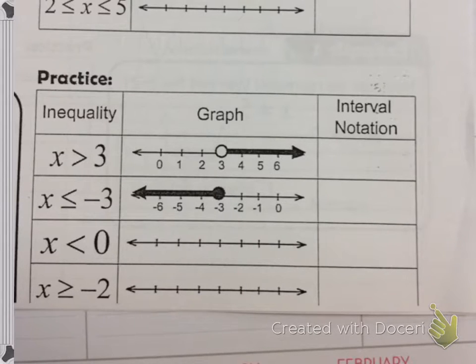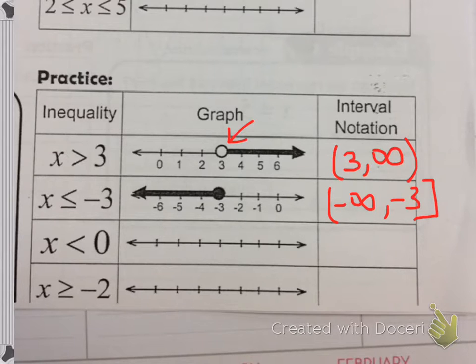Here's some more examples of writing intervals for those. So here we're starting at 3, so the leftmost point would be 3, and it's not equal to because of the open circle right here. And then because we're going forever to the right, we're going to be going to infinity. On this next one, our leftmost point would be negative infinity, and our rightmost point would be negative 3. Negative 3 will have a bracket around it because of its circle.